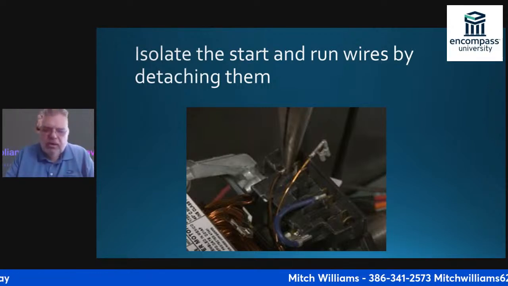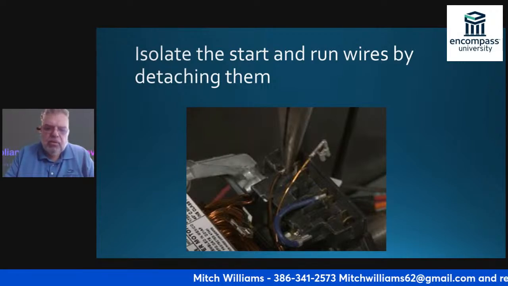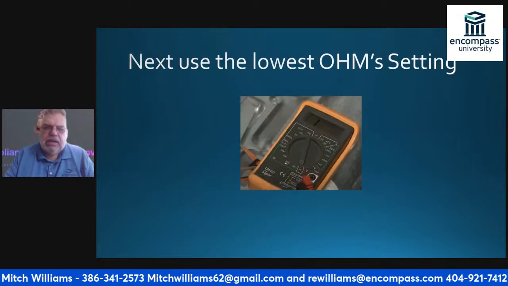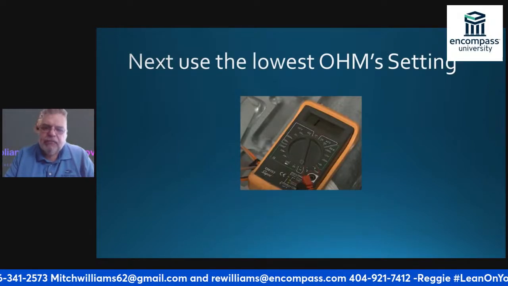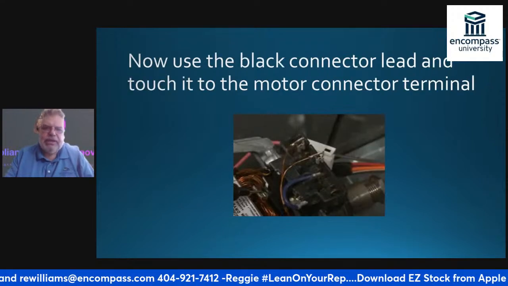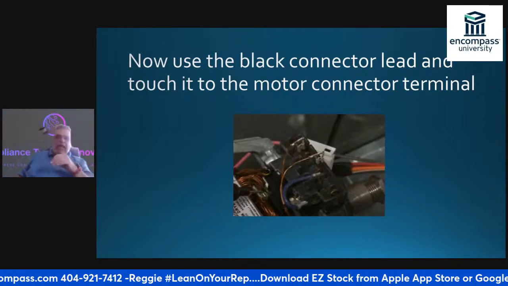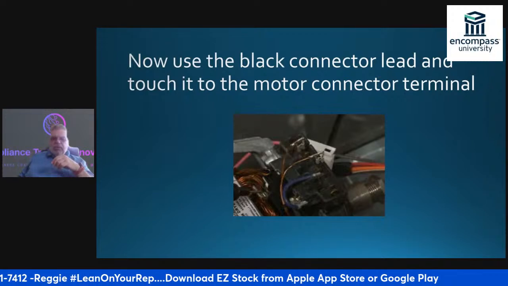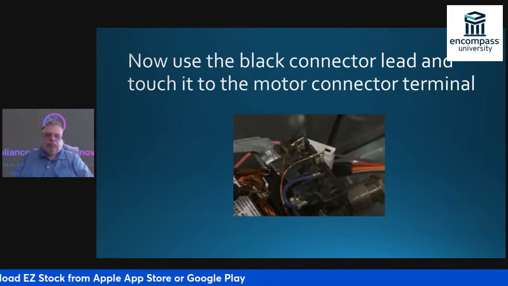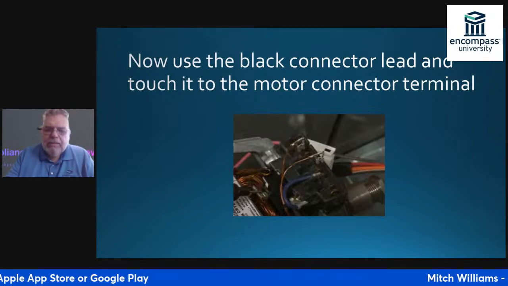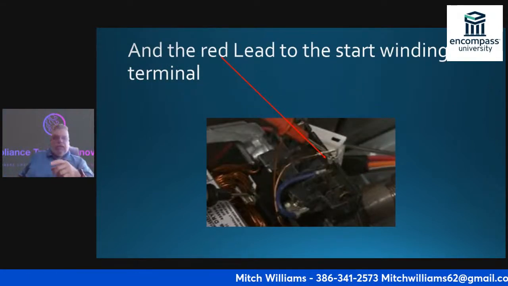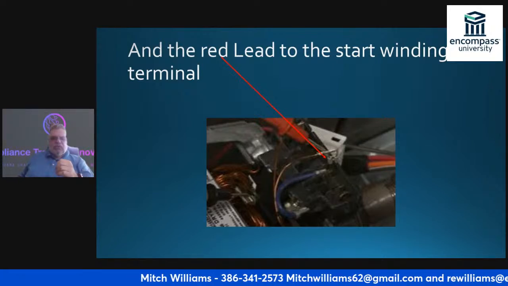You can see them, right? There's one of them right here. The other one I'll show you in just a second. I'm going to use the lowest ohm setting, or I could use the signal, the sound. I'm going to use the black connector lead and touch the motor connector. You can see it right here on the bottom left-hand side. Once I do that, I'm going to go to the red lead, which is going to the start windings.